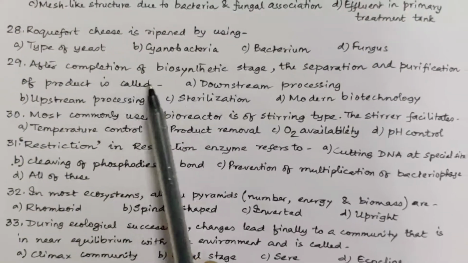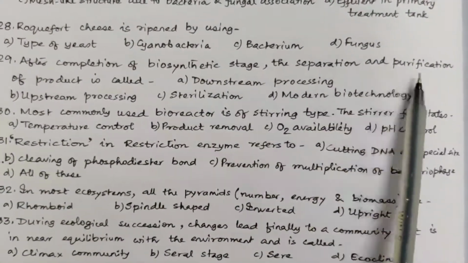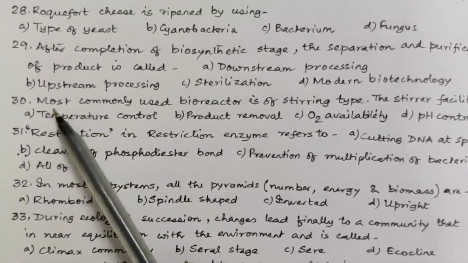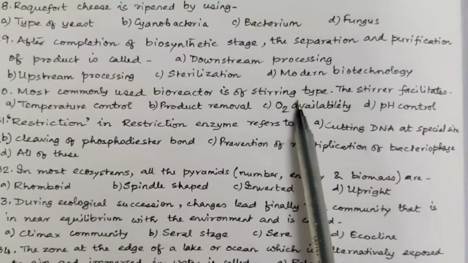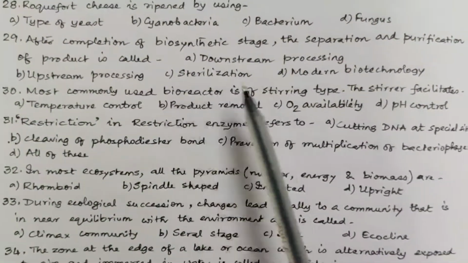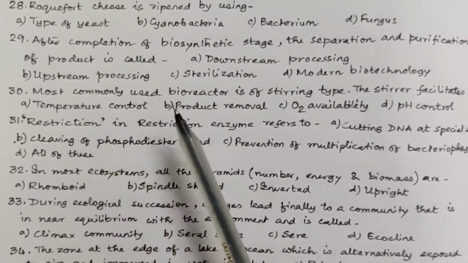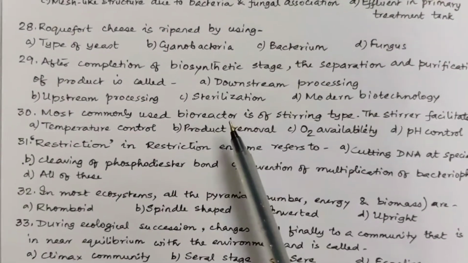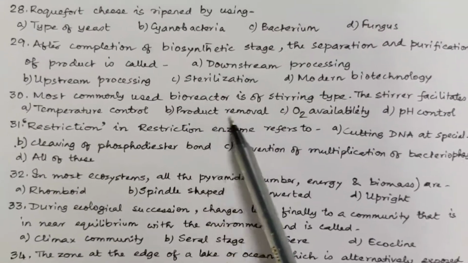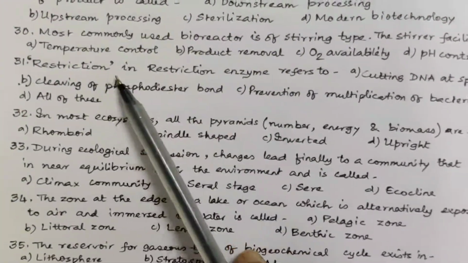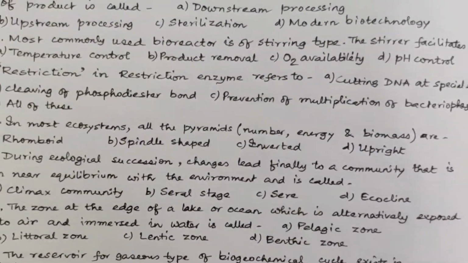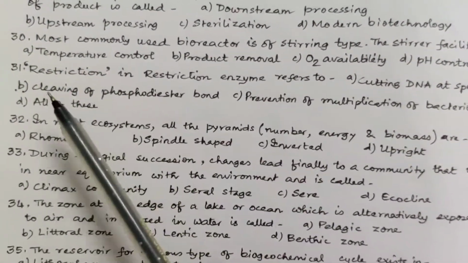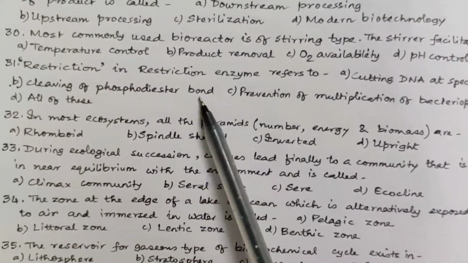After completion of biosynthetic stage, the separation and purification of product is known as downstream processing. Most commonly used bioreactor is of stirring type. The stirrer facilitates what? The stirrer facilitates product removal. Restriction enzyme refers to cleaving of phosphodiester bond.